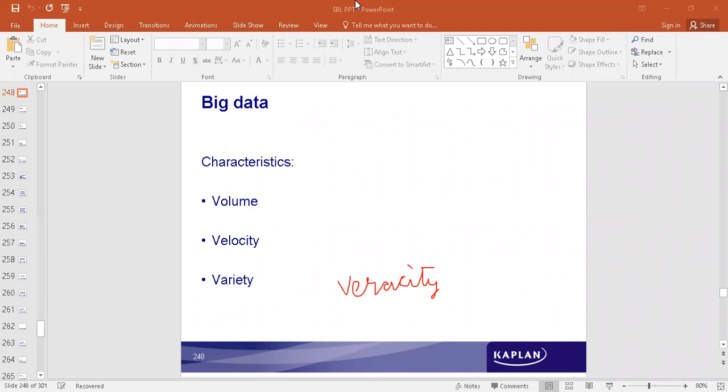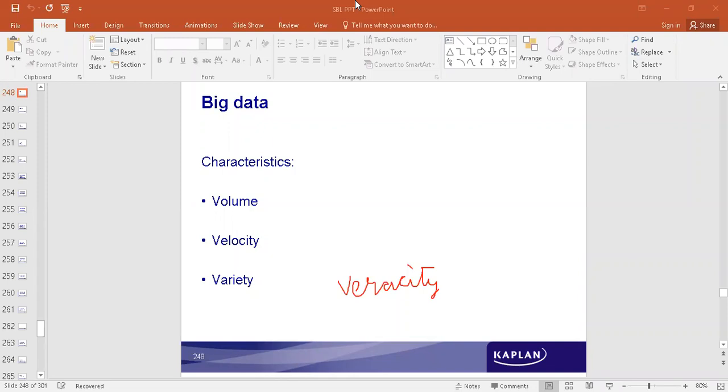But then the data comes in a variety of forms. Structured and unstructured. What are examples of unstructured data? Something like an audio message, a video message, a picture, an image, a social media text. These are also different forms of data, unstructured data. So such kind of data is also processed, variety of data.